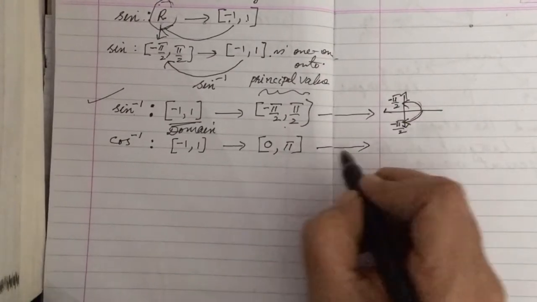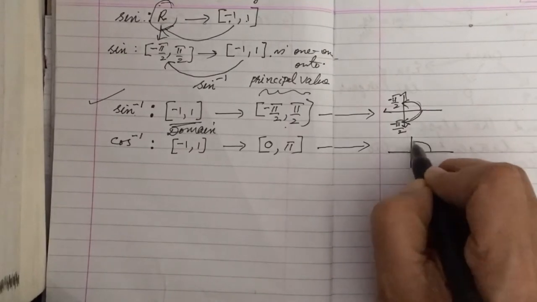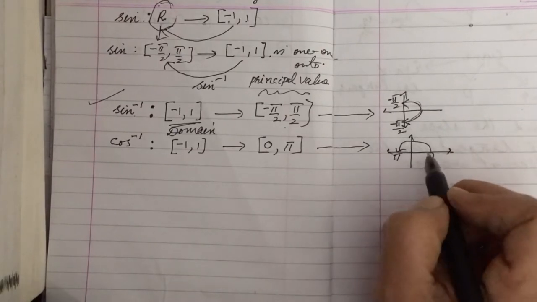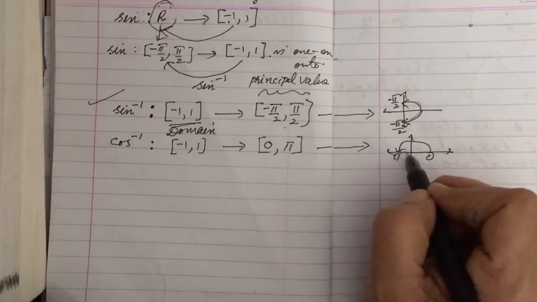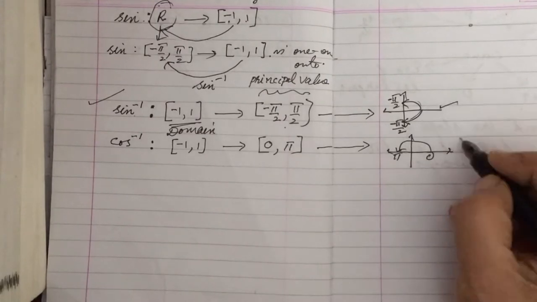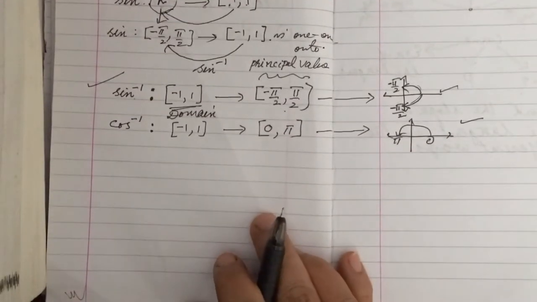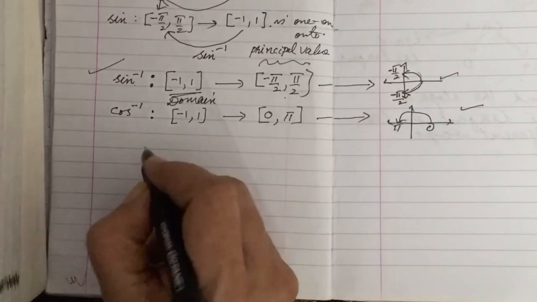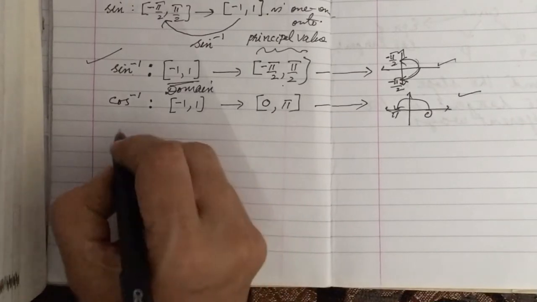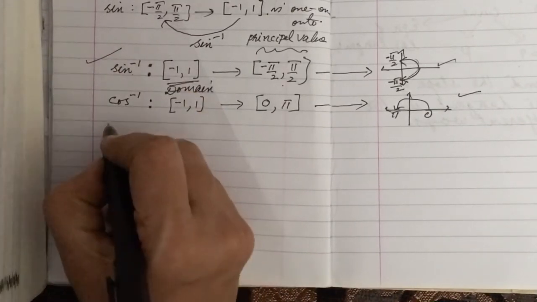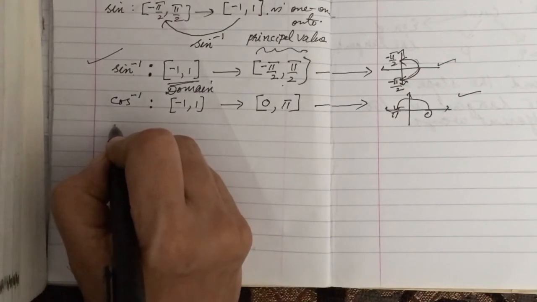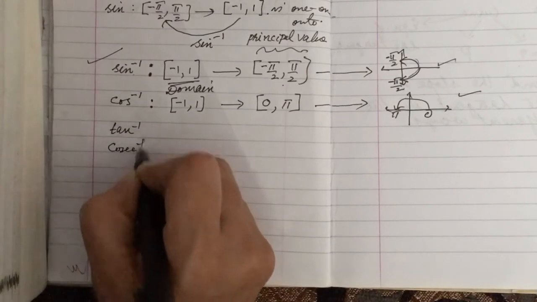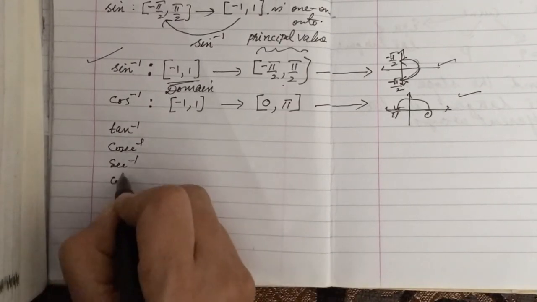Now for this one, I consider this figure. That means it is from 0 to pi. The initial ray rotates in the anti-clockwise direction, comes here. So 0 to pi. If you remember these two figures, you can do the principal values of all the other inverse trigonometric functions. So what I do is, I categorize all these inverse trigonometric functions. Next is tan inverse, then cosec inverse, then sec inverse and cot inverse.